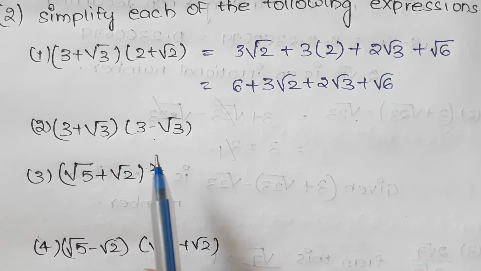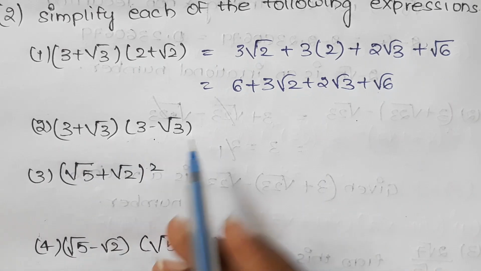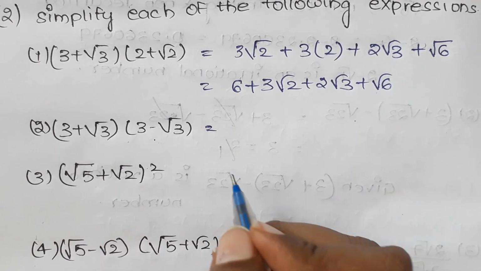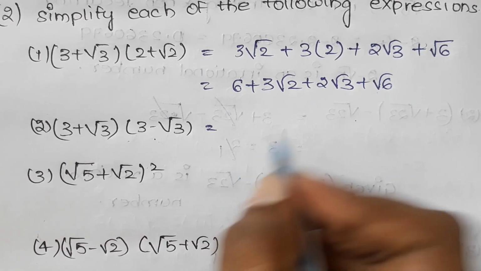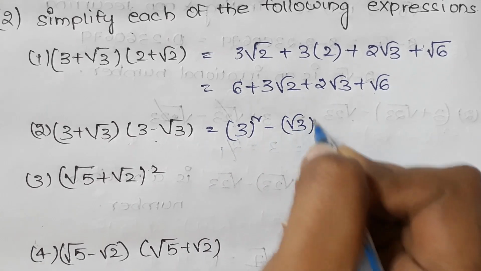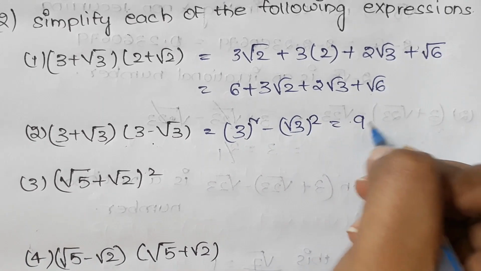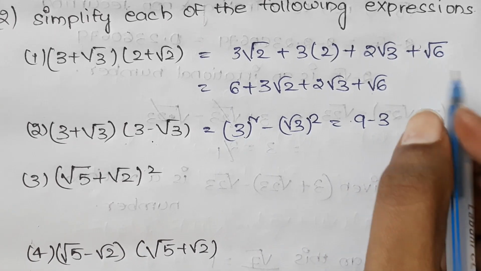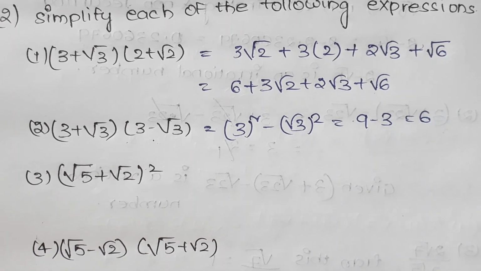It is in the form of (a plus b) into (a minus b). We know that (a plus b) into (a minus b) is a square minus b square, that is 3 square minus root 3 whole square, that is 9 minus 3 equals 6.